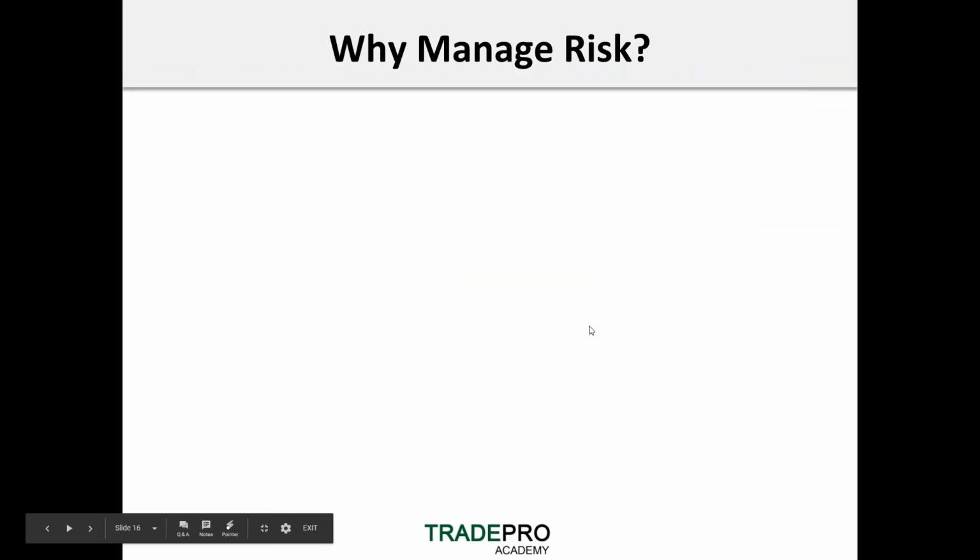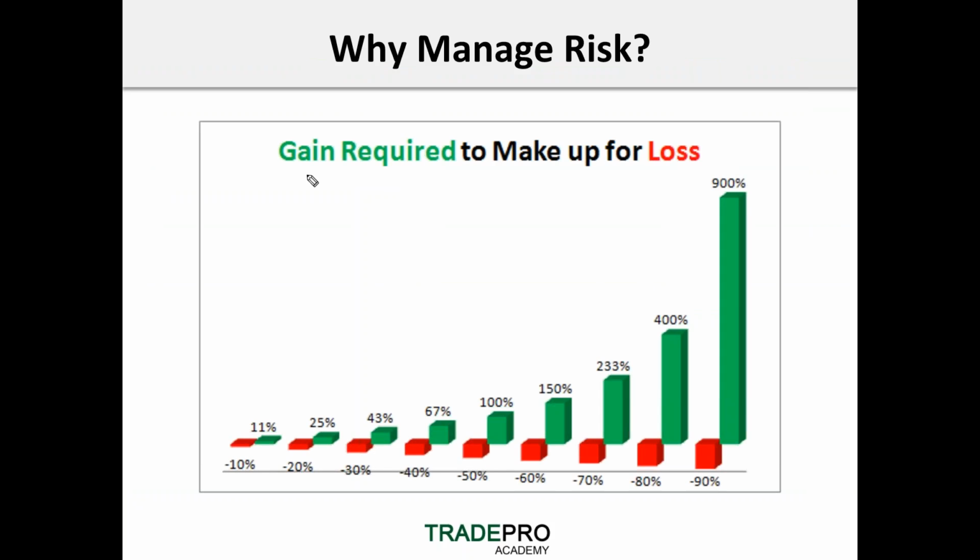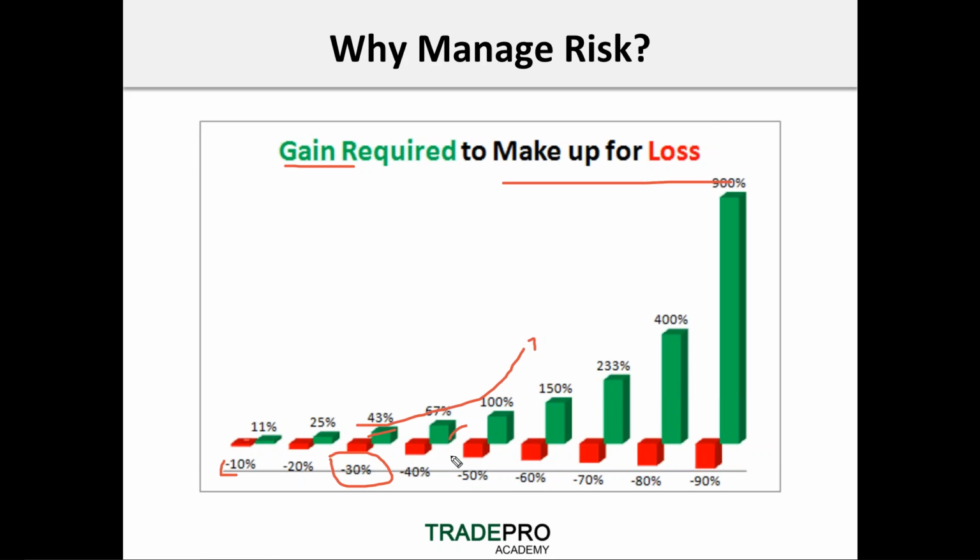All right? Why manage risk? This is why. And this is the math we talked about. Gain required to make up for a loss. When you lose 10%, you can make it back with an 11% gain. When you lose 30%, you can make it back with a 43% gain. But this is where you start to really lose it. You lose 50%, you need 100%. You lose 60%, you need 150%. If you lose 80% or more of your account, you've got to make 4 times your account to get it back, just to be at break even. All right, that's why the start is very important.